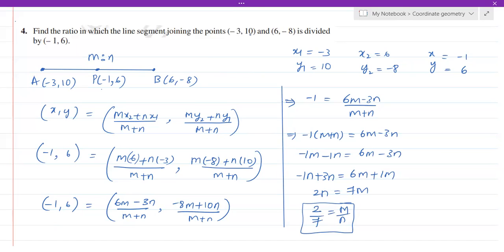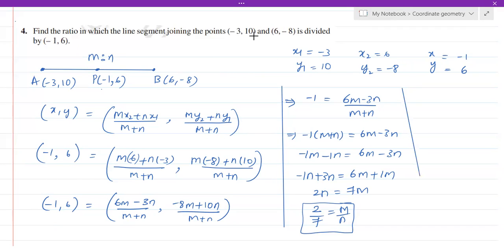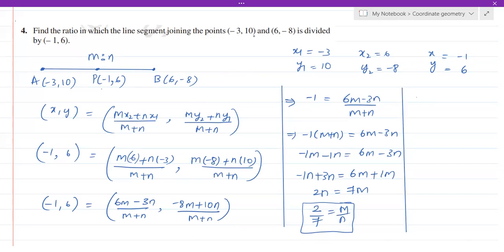Okay. Let's do the verification. Whether 2 is to 7 is correct or wrong. So let's verify the ratio. How do we do the verification? Very simple. Let's take the second part. What is the second part? 6 is equal to, here the second part in RHS is minus 8m plus 10n divided by m plus n.